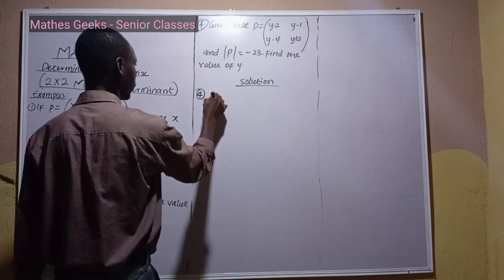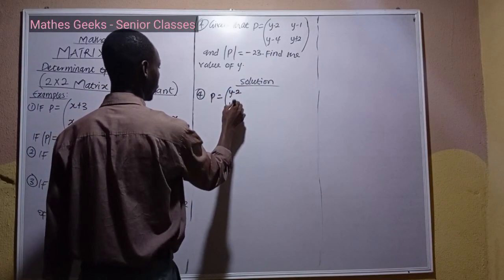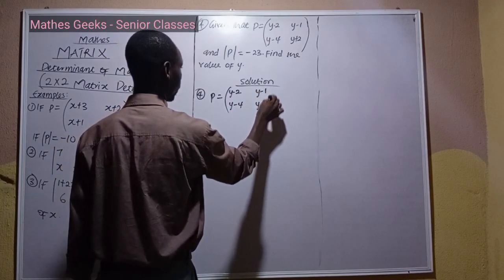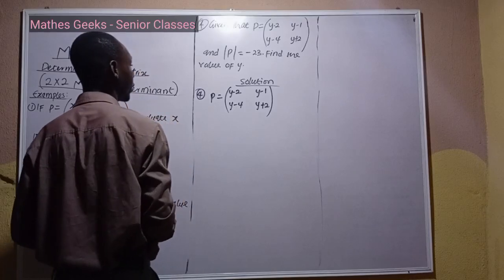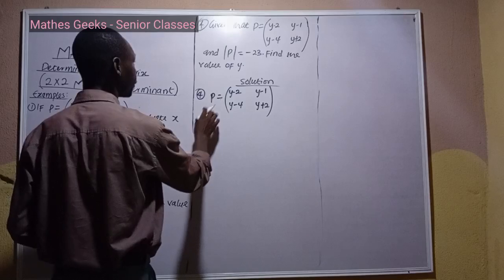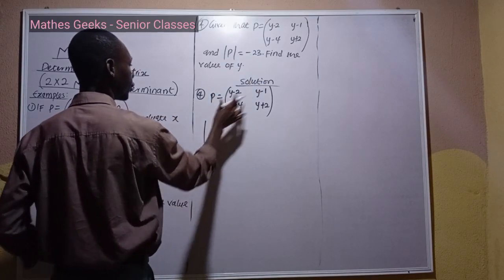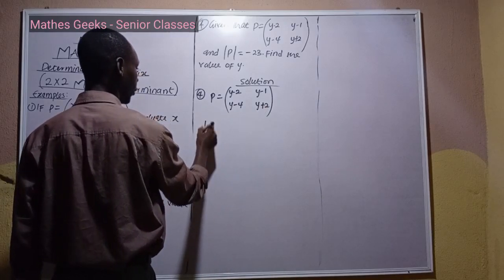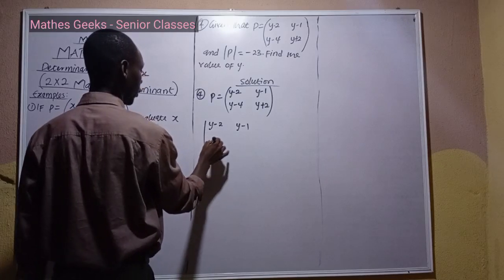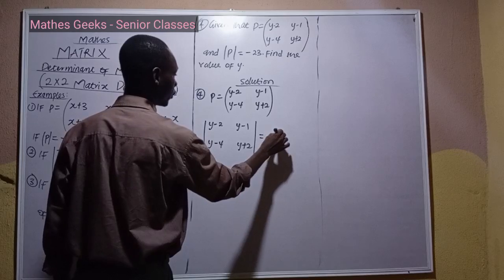For the matrix p, y minus 2, y minus 4, y minus 1, y plus 2, and the determinant of p is minus 23. We find the value of y. So we're going to represent this matrix in determinant form: y minus 2, y minus 1, y minus 4, y plus 2 equals minus 23.